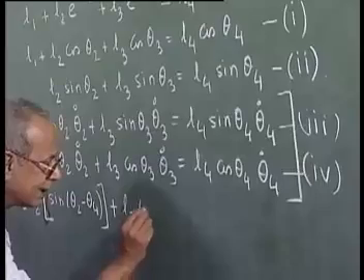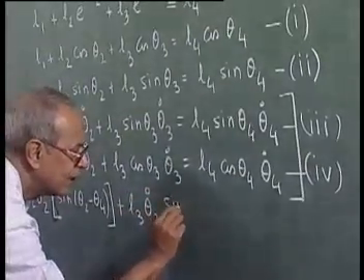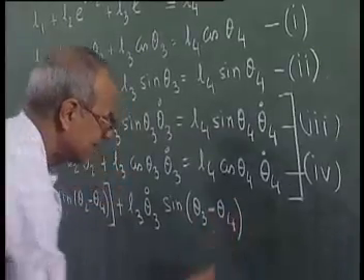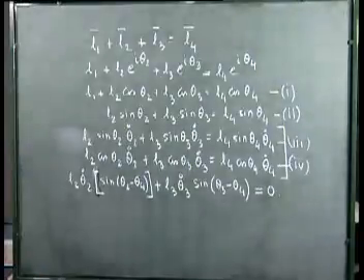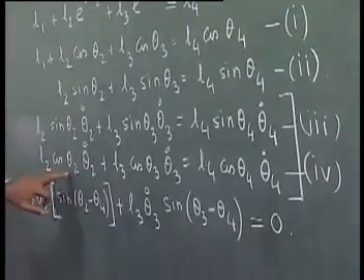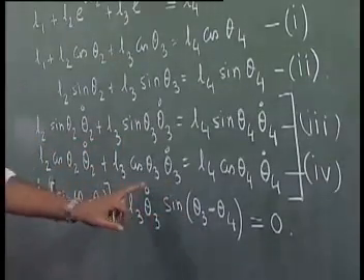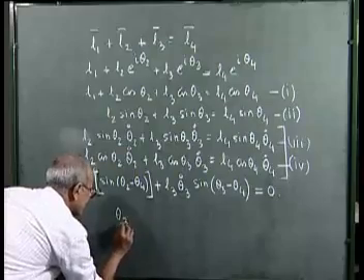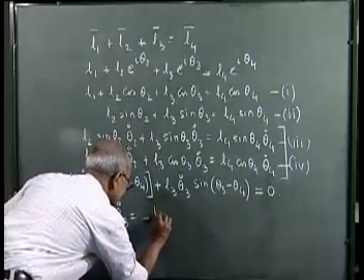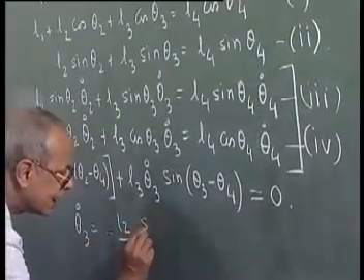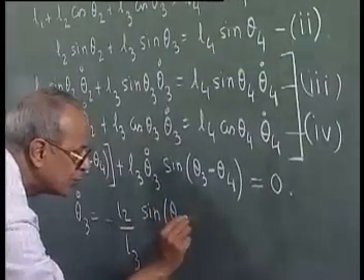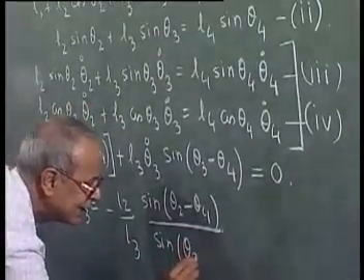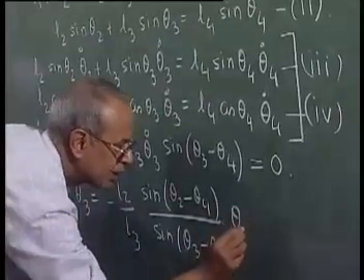So I get L3 theta 3 dot sin of theta 3 minus theta 4, and this is equal to 0. Let me check: sin theta 2 cos theta 4 minus cos theta 2 sin theta 4; sin theta 3 cos theta 4 minus cos theta 3 sin theta 4. So I have eliminated theta 4 dot from these two equations, and I can obtain the unknown theta 3 dot as minus L2 by L3 times sin of theta 2 minus theta 4 divided by sin of theta 3 minus theta 4, into theta 2 dot.